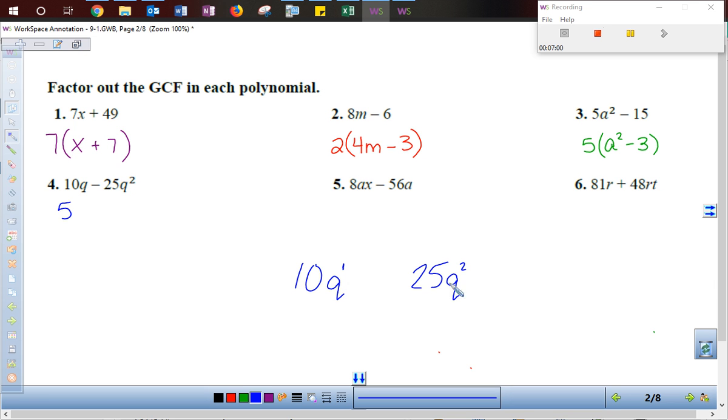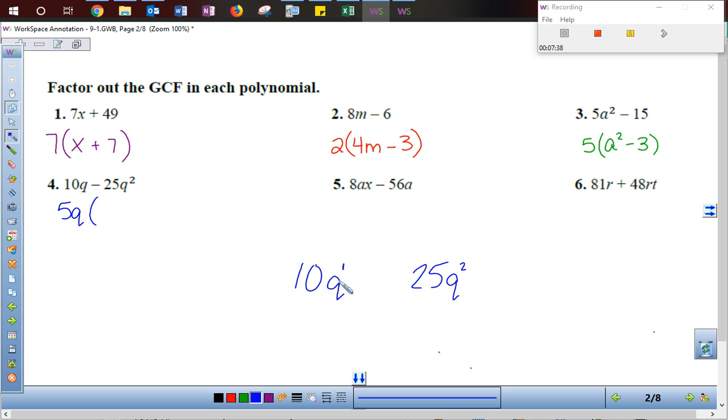So when factoring out a variable, you always need to make sure that you factor out the smallest number of exponents. Since I don't have 2 q's to take out on this term, I can only take out 1 q. So you factor out the smallest amount of exponents. Now let's see what I have left.